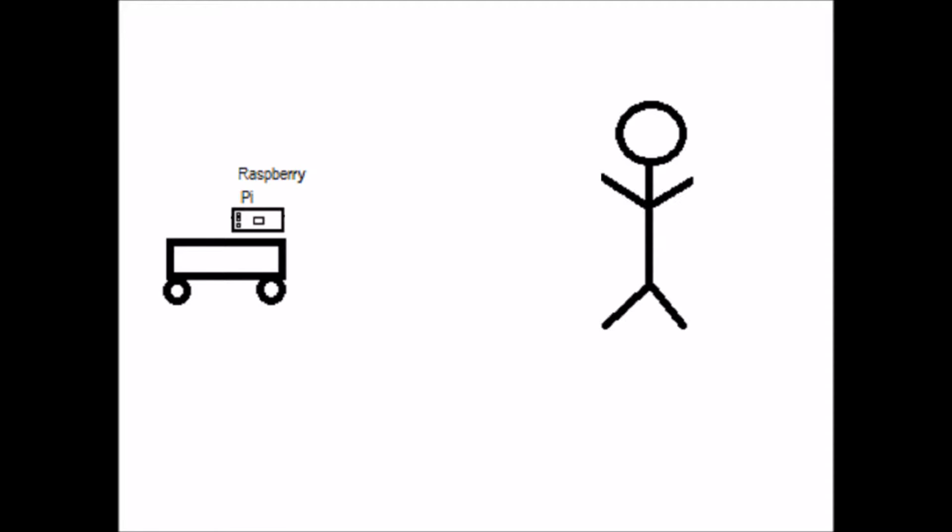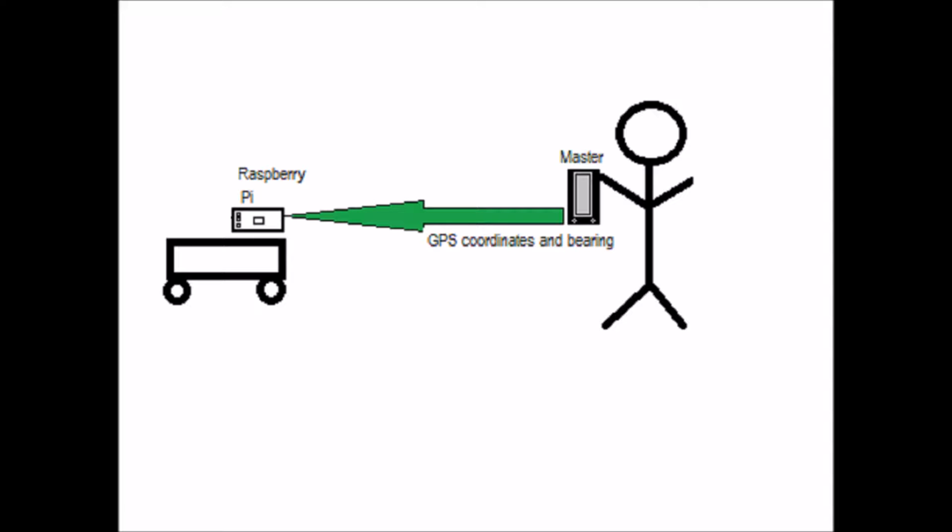The basic design of how the Follow Me bot will work is a person carrying a phone will have the phone make a call to a web server on the Raspberry Pi to provide the current GPS location and heading. We will call this phone the master.